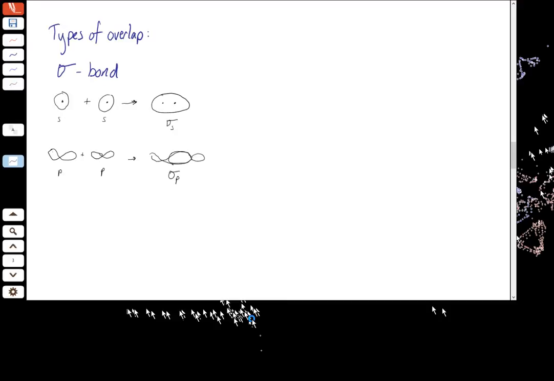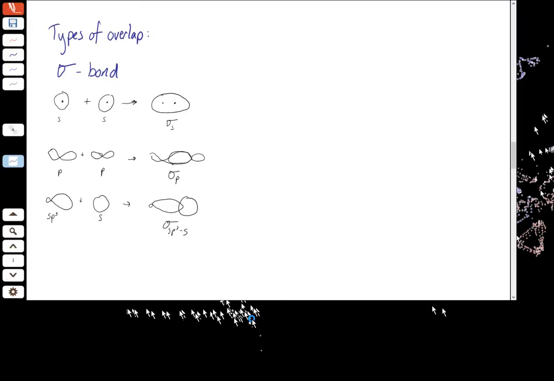So anytime two orbitals kind of smash together, that's called a sigma bond. And then we can mix these up and do it with hybrid orbitals too. So you can have, let's say, an sp3 hybrid orbital and an s orbital from a hydrogen, and you end up with something like that, and that's called a sigma bond between an sp3 and an s.